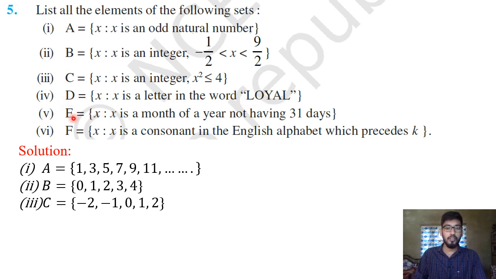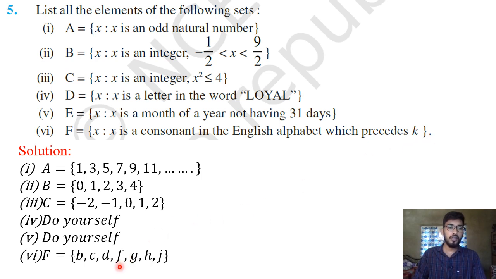Next question number 5: x such that x is a month of a year not having 31 days. So we have to write the months which do not have 31 days. Do these two yourself. Next number 6: F equals x such that x is a consonant in the English alphabet which precedes k. So we have to write the consonants before k. F equals b, c, d, f, g, h, j.